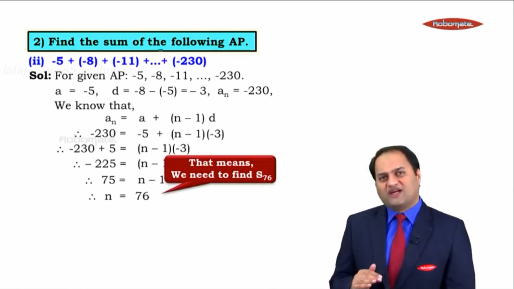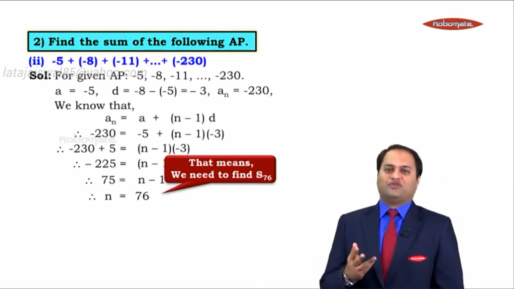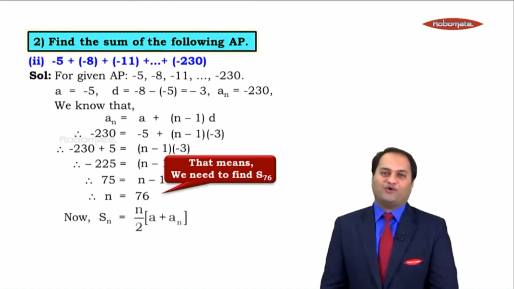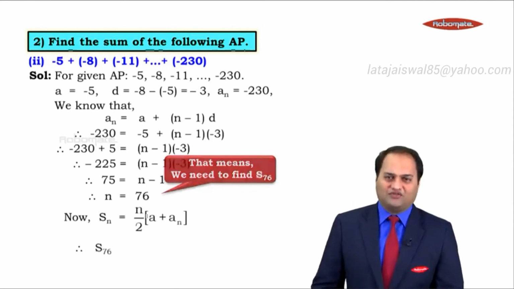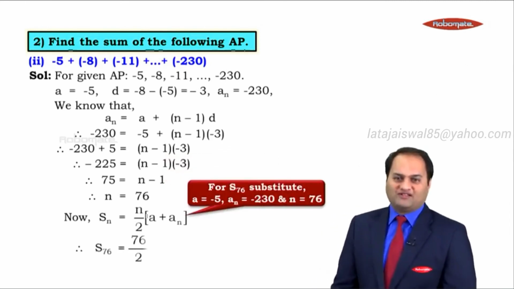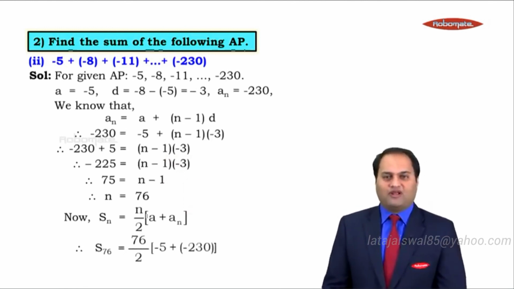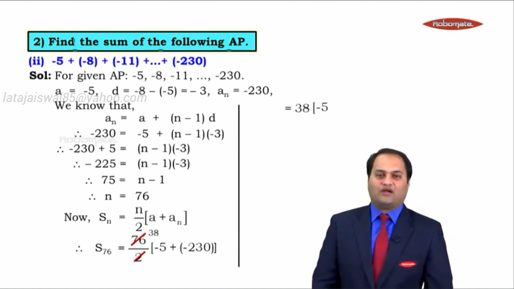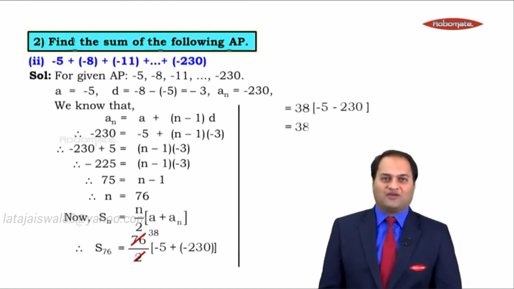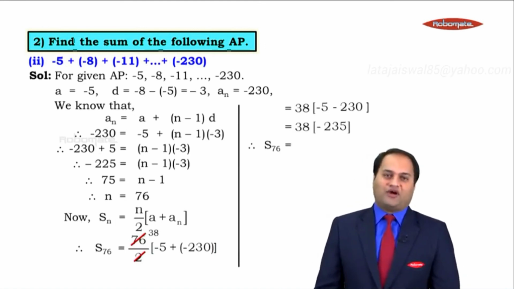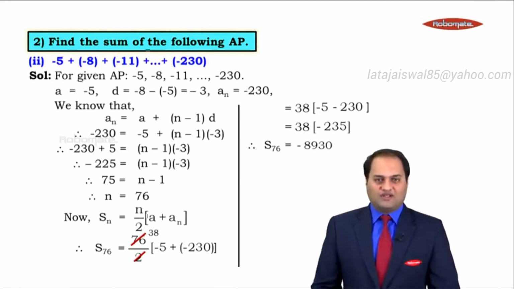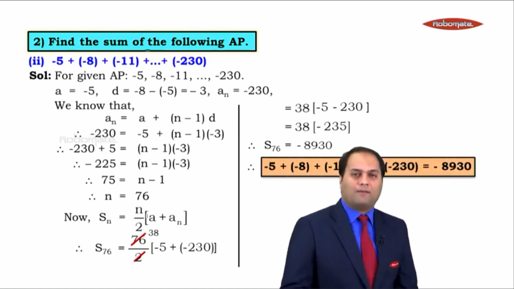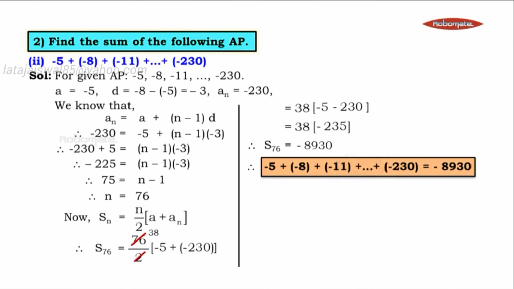The first formula or the second formula, you can use either of the two formulae because we know D as well as we know AN. But we chose to use the second formula, that is N upon 2 into A plus AN. Why? Just for the simplification of the calculation. So let's do it. Let's substitute N as 76, A as minus 5 and AN as minus 230. We get half of 76 is 38, so you get 38 into minus 5 minus 230. That's 38 into minus 235, that's 8930. So the sum of the given AP is minus 8930. As simple as that.